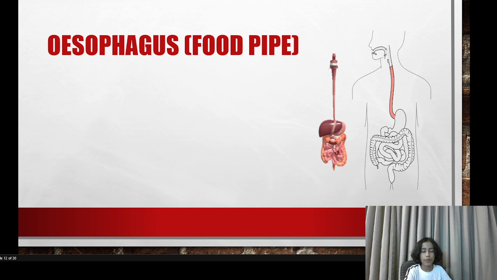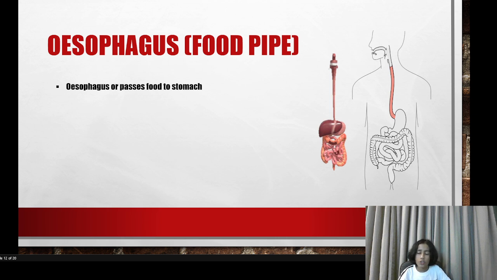Esophagus or food pipe. The esophagus or food pipe is part of the alimentary canal. All of these organs are part of the alimentary canal, which is a 9 to 10 meters long canal. The esophagus is about 18 to 25 centimeters long. The esophagus passes the food to the stomach.